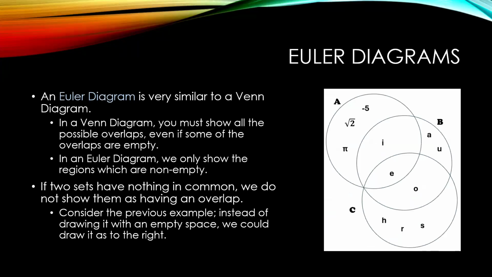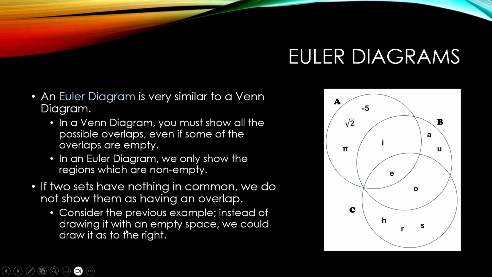If we did not want to show that empty spot, we would use what's called an Euler diagram. An Euler diagram is very similar to a Venn diagram. In a Venn diagram, you must show all the possible overlaps, even if some of the overlaps are empty. In an Euler diagram, we only show the regions which are non-empty. If 2 sets have nothing in common, we do not show them as having an overlap.